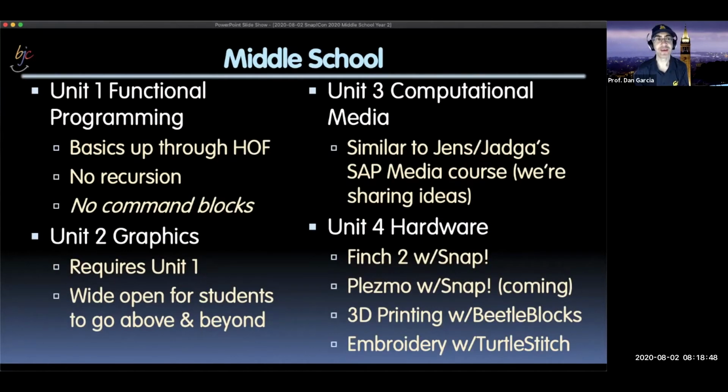So we created 4 units. The idea for each of these is that they are one semester, kind of one college semester, so half a year each. So the fall semester might be functional programming when you first get to school. And then unit 2 is graphics. Graphics is going to require unit 1. We wanted to make sure that unit 3 and unit 4 did not require unit 2. So everyone goes to unit 1, but then if you only had a year and really liked this course, you could do unit 1 plus 3 or 1 plus 4.